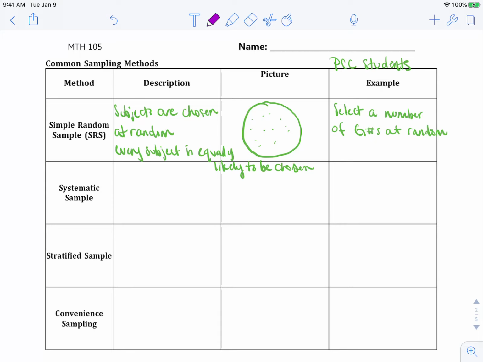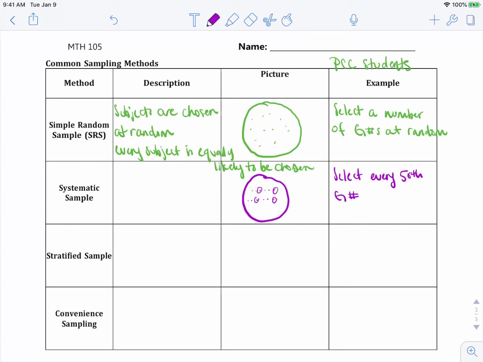So the next sampling method is the systematic sample. So kind of similar, except now I'm going to have a system behind it. I'm not going to randomly choose my subjects. So I'm given my population, and maybe I choose every third student, right? So I'm going to choose this one, this one, this one, this one, something like that. So our example for this would be maybe I'm going to select every 50th G number.